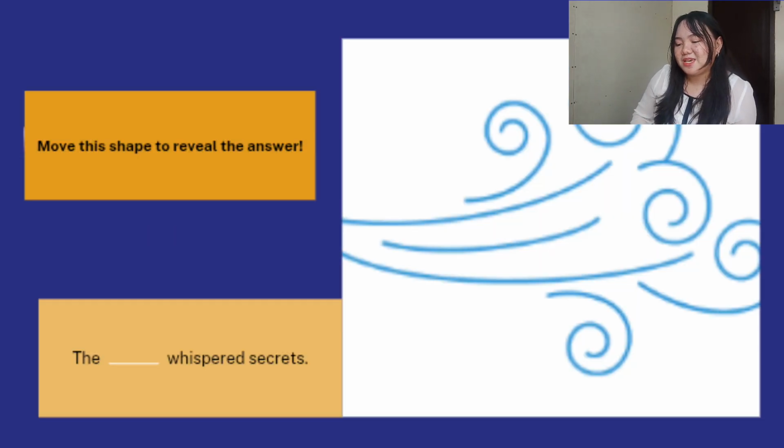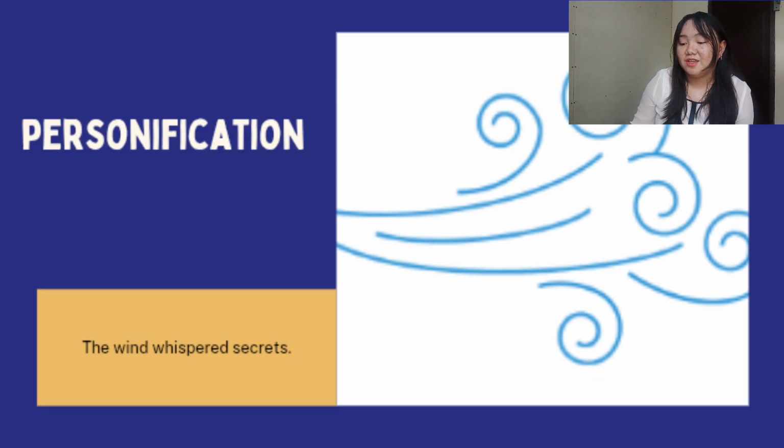What can you say about this? The blank whispered secrets. Yes, you're correct. It is wind. And what figurative language is this? Correct. It is personification because it is giving human qualities to non-human things.